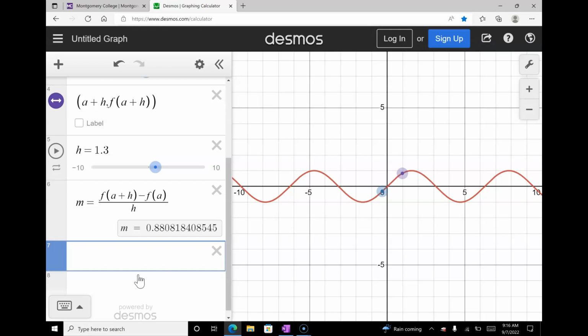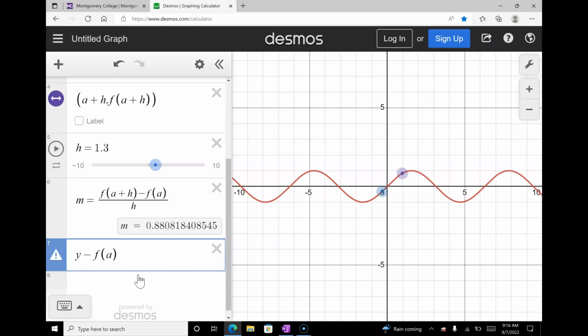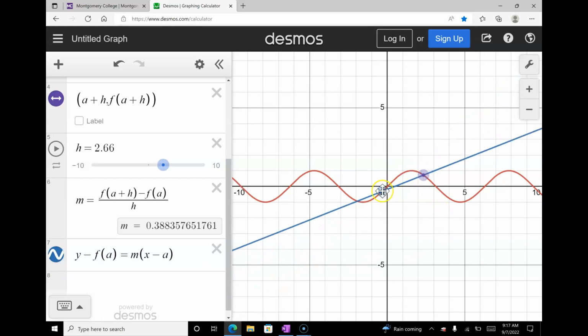So let's put in our tangent line. Y minus f of a equals m times quantity x minus a, right? And there's our tangent line. So you can move point A, the distance between the points is the same. You can move H, right?